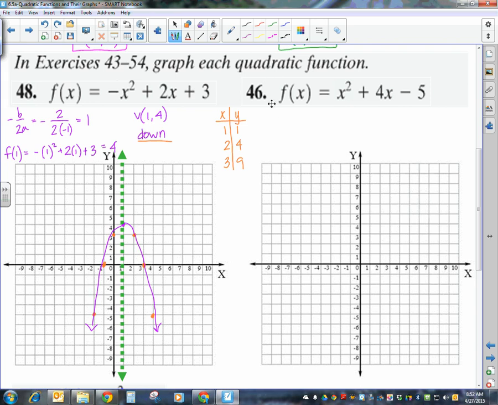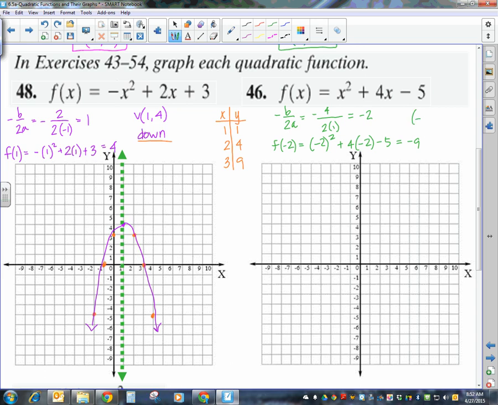We have negative b over 2a. So the first thing you're doing is finding that vertex. Negative 4 over 2 times 1 is going to be negative 2. And f of negative 2, parentheses are so important at this point, y'all. Negative 2 quantity squared plus 4 times negative 2 minus 5. And that equals negative 9.